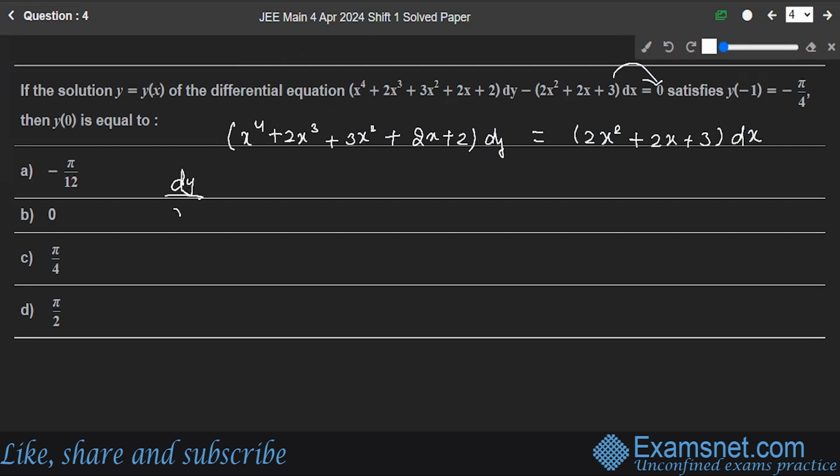So it will give you dy by dx is equal to 2x squared plus 2x plus 3 divided by x to the power 4 plus 2x cubed plus 3x squared plus 2x plus 2. Okay, I'll take it over here. Now, integrating both sides.